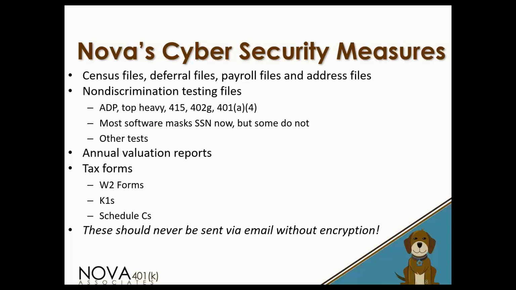Some of the information that we're going to ask you for is census files. The plan's record keeper will also often want census files as well. Deferral files, payroll files, and address files. We use the census information to do non-discrimination testing. Once we do the non-discrimination testing, we want to give that back to you. But within that testing, there's also sensitive information. The ADP, the top heavy test, the 415, 402G, and 401A tests all have information in them specific to employees that a fraudster would love to get their hands on. Most software will mask Social Security numbers now, but not all of them do.